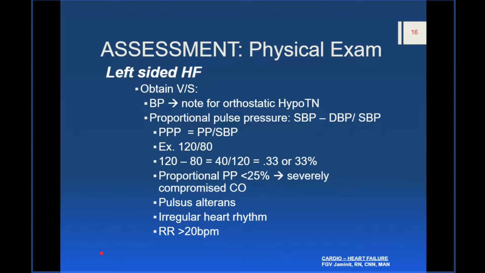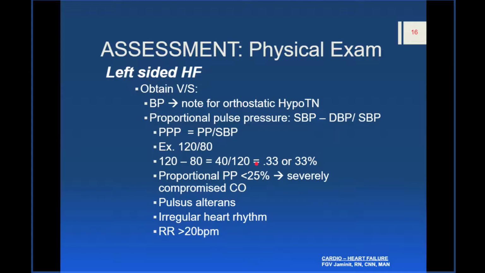You check also for the PPP or the proportional pulse pressure of the patient. It is when you deduct the systolic BP and the diastolic BP and divide it to the systolic blood pressure. So example, with the blood pressure of 120/80, you deduct the diastolic from the systolic, which makes 40, divided by the systolic BP, which is 120, and that makes 33.33 or 33% proportional pulse pressure. So 33 is actually a normal pulse pressure.